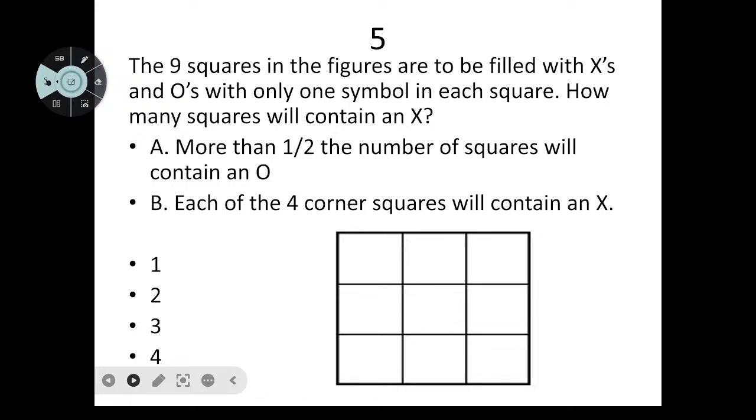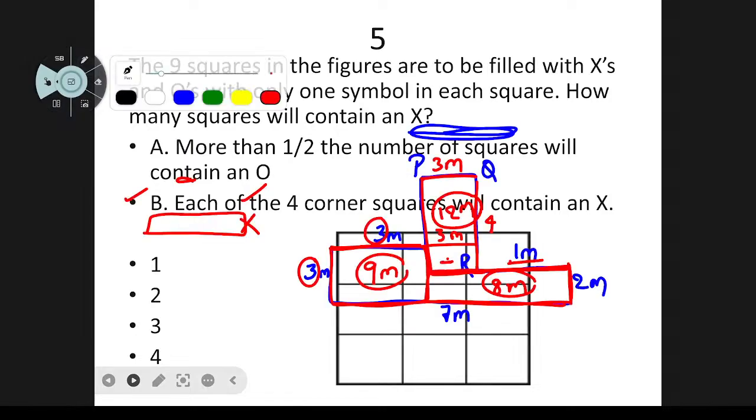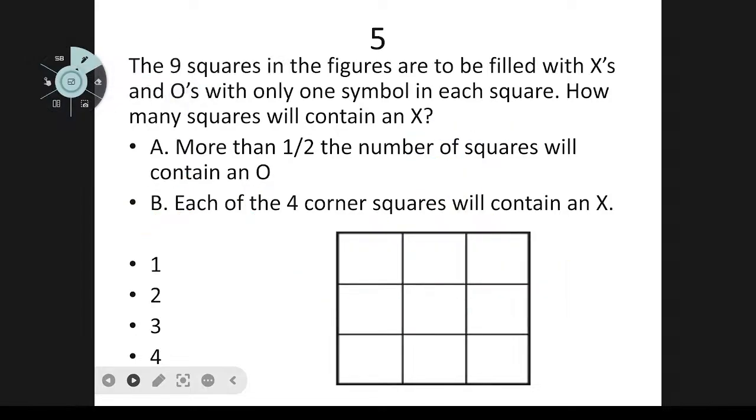All right, next one. Let's see. 9 squares in the figure are to be filled with x and o's with only one symbol in each square. How many squares will contain an x? Now, more than half the number of squares will contain an o. Okay.